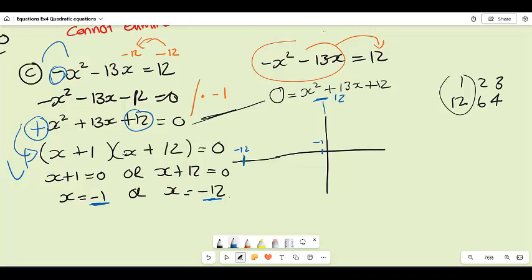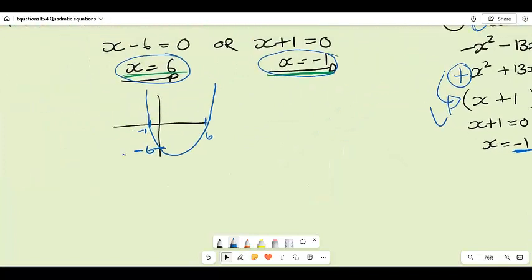x is negative 12, x is 12, those are my intercepts. No, it is a smiley face. It's going to cut like that and then go up and cut here somewhere at x is 12. Okay, so that is question C. Let's do the next one.